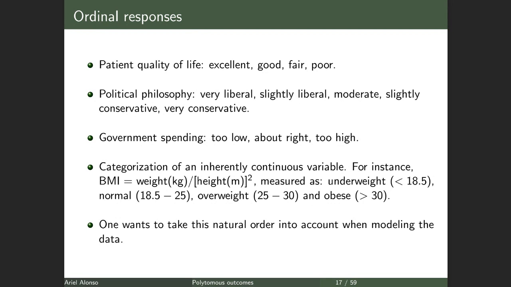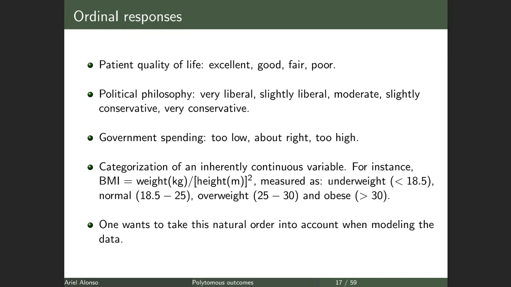You may say that liberal is larger or smaller, it doesn't matter, but there is an order regarding a political view. Liberal is larger than slightly liberal, and that's larger than moderate, larger than slightly conservative, larger than conservative. Or the other way around. In this case, the order is a little bit arbitrary, but there is clearly an order in the data. When I say very liberal is larger than slightly liberal, it doesn't mean that a liberal person is better than a conservative person. It's just that you can order this. There are certain degrees of liberalism, of conservatism, if you want.